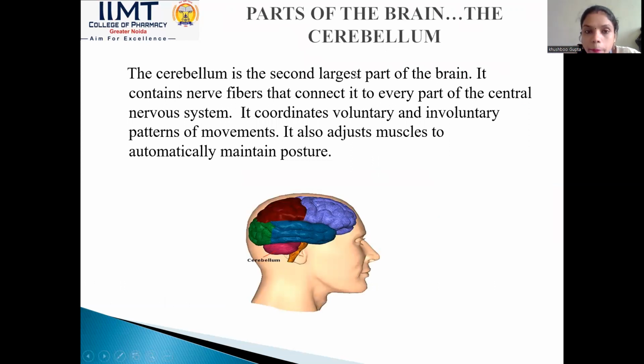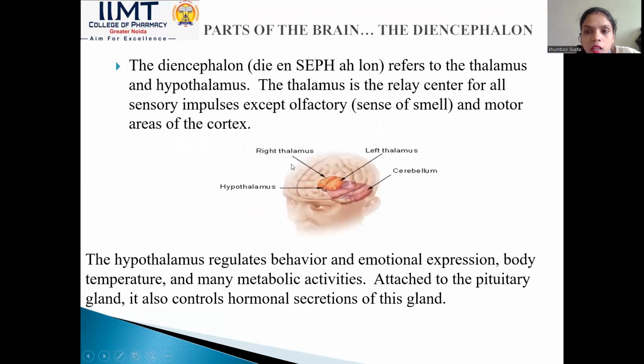Now, cerebellum. The cerebellum is the second largest part of the brain. It contains nerve fibers that connect it to every part of the central nervous system. It coordinates voluntary and involuntary patterns of movements, and it also adjusts muscles to automatically maintain posture.